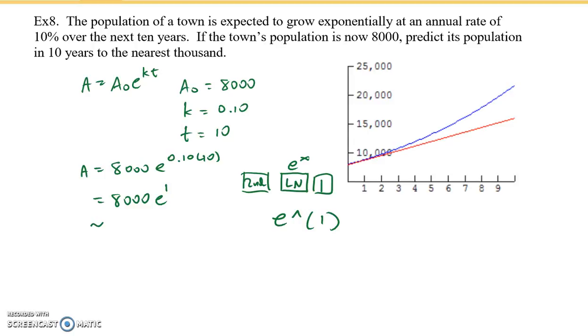If we approximate this to the nearest 1,000, it's approximately 22,000. So the population after 10 years, according to this model, would be approximately 22,000. And you can see that here in the graph with t equal to 10. We're just talking about this point right here, and you can see that does appear to be about 22,000.